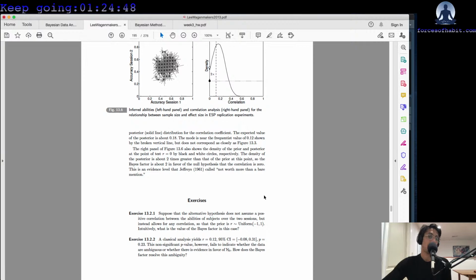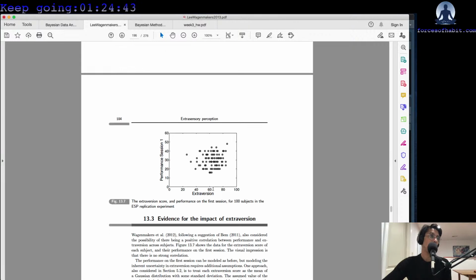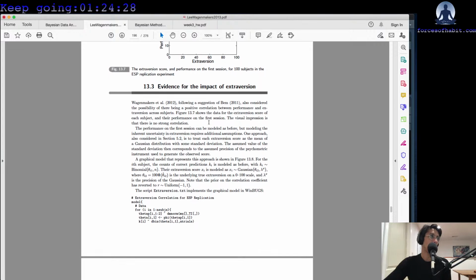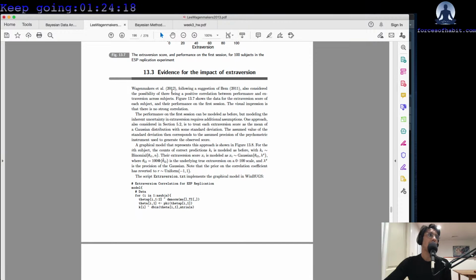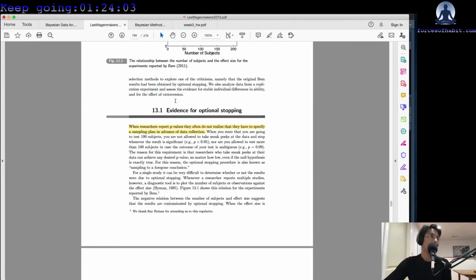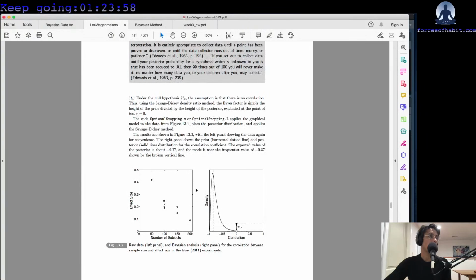And now we're moving into looking at additional follow-ups that Wagenmakers ended up considering after continuing to critically evaluate the results from Bem. So Wagenmakers, following a suggestion of Bem, also considered the possibility of a positive correlation between performance and extroversion, right? Because it wasn't only women who had the highest abilities to use precognition, or who we found evidence for precognition, it was women who were the most extroverted, right? I'm just looking for it. Sorry for all the scrolling.